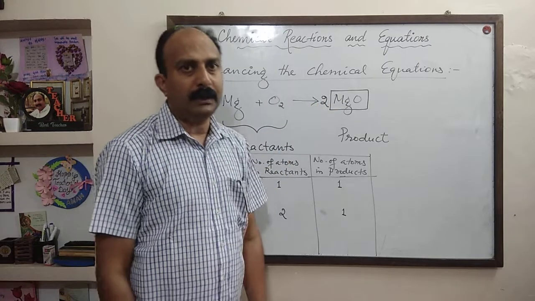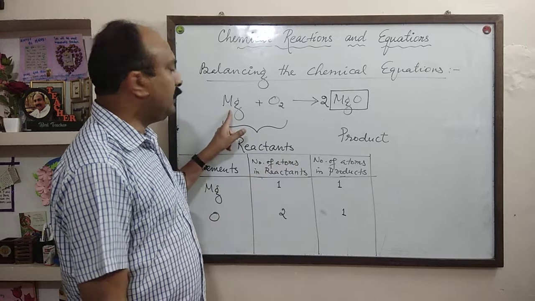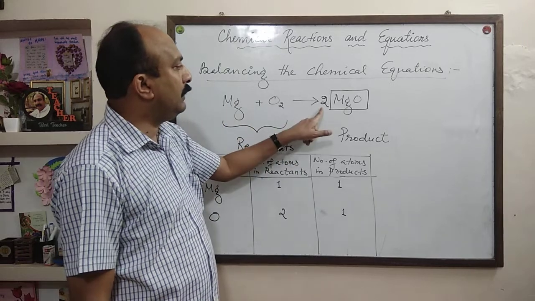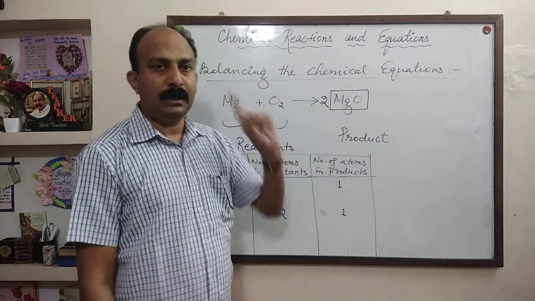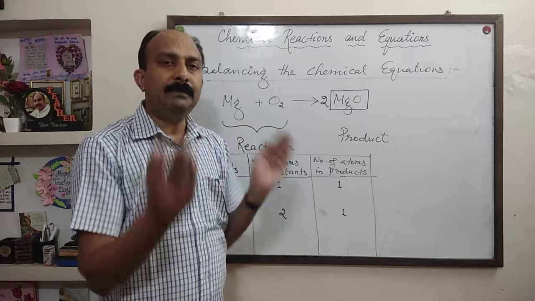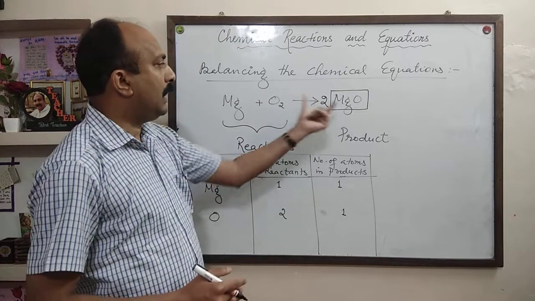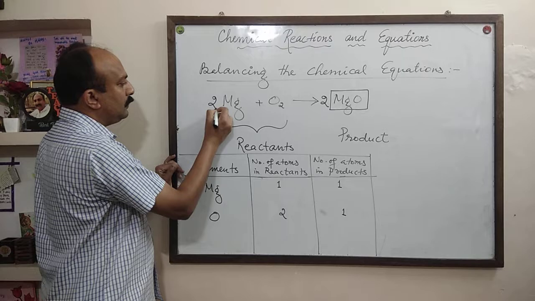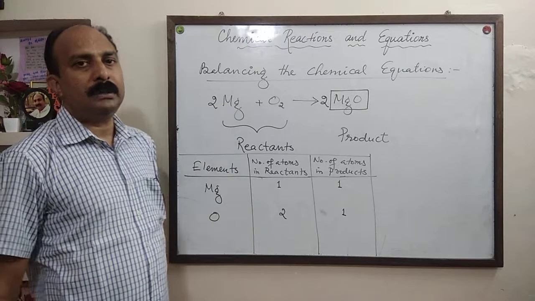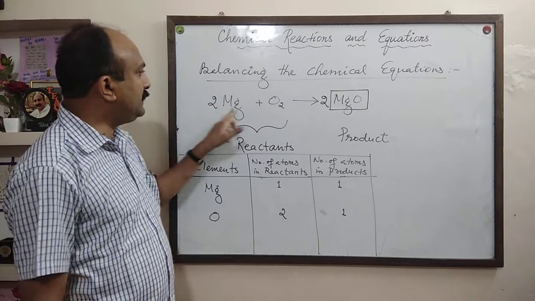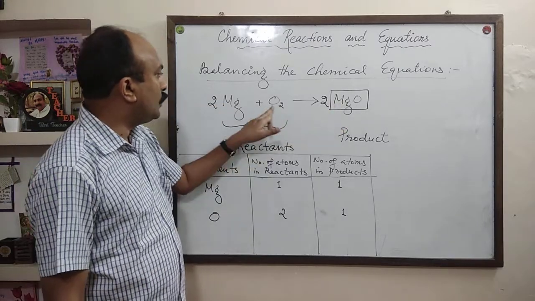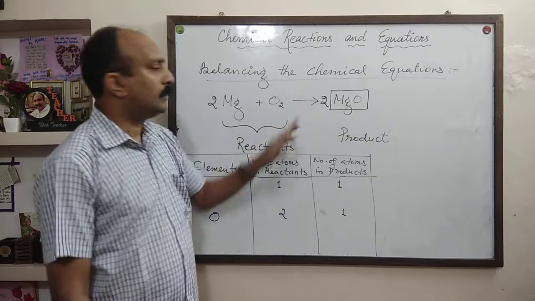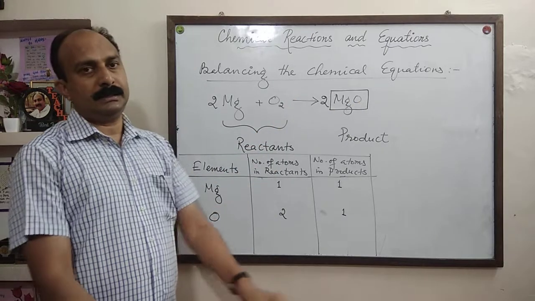But a new problem arises. What is that? Here it was 1 Mg. Now it is 2 Mg. So now we have to make the Mg atoms also equal. How can we make Mg atoms equal? By putting 2 here also. Now it is balanced. 2 Mg, 2 Mg. O2, O2. Now it is balanced.